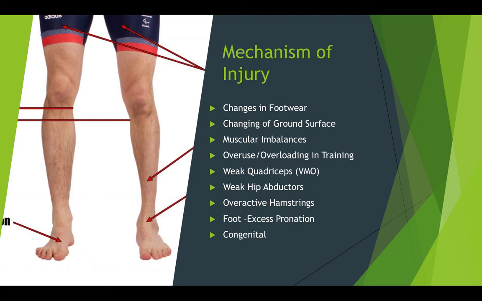So what's causing this? Could be many things, just like medial tibial stress syndrome, many causes, and its etiology is not known 100% for sure, but some of the things they're thinking are changes in footwear, changes of ground surface, muscular imbalances, overuse, overloading in training, too soon, too fast, weak quadriceps, like we said, vastus medialis obliquus, weak hip abductors, that's a biggie, overactive hamstrings, so tight hamstrings could be a big one, excess pronation of the foot, and it also could be congenital as well.